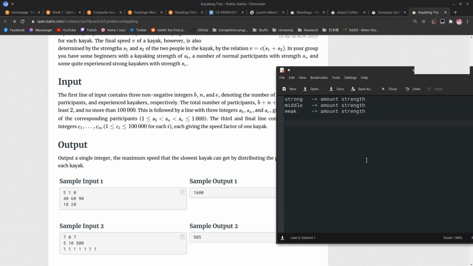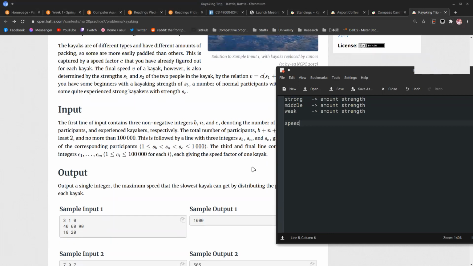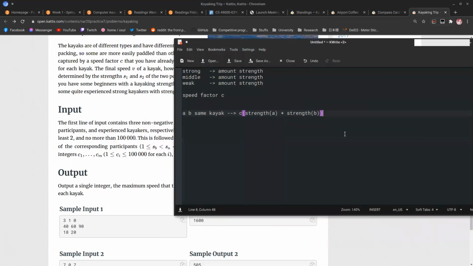Also, you will have just enough kayaks to fit every pair. Each kayak has a property, its speed factor C. If we put two people, A and B, into the same kayak, then the speed of the kayak will be C times (strength of A plus strength of B). So you want to distribute the kayakers into pairs and then into kayaks so that the minimum speed of any kayak is as maximized as possible. So the minimum of C times (strength A plus strength B) is as large as possible, basically.